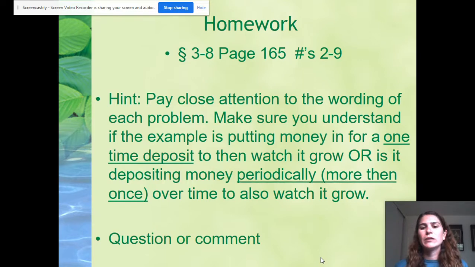So make sure if you're putting money in only one time, that's the single deposit. And if you're watching it grow, then that's going to be your present value, that you're putting money in now and watching it grow. Or is it depositing money periodically? So you're putting money in monthly, weekly, taking it out of your paychecks, things like that. And that's going to be your periodic deposits.